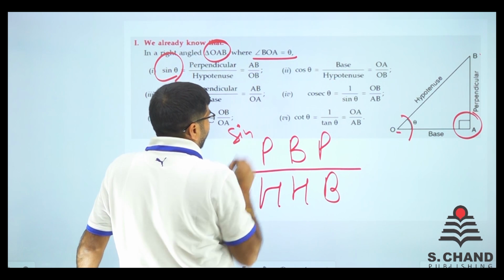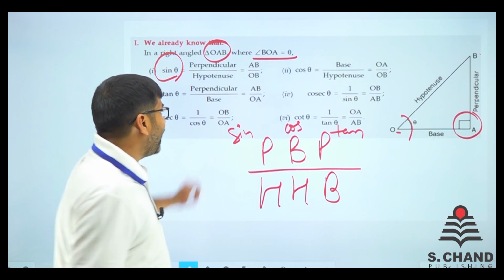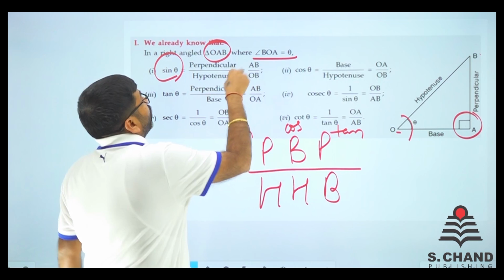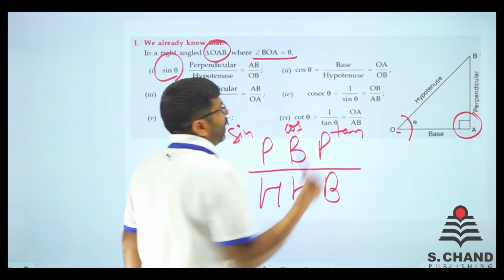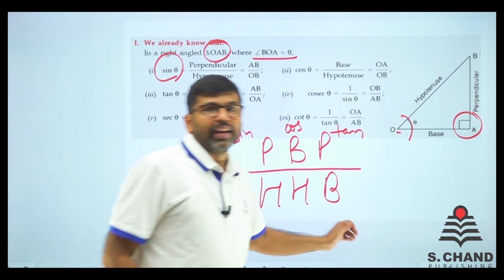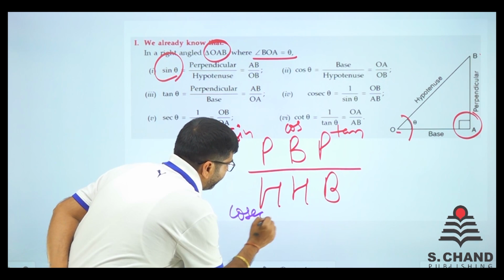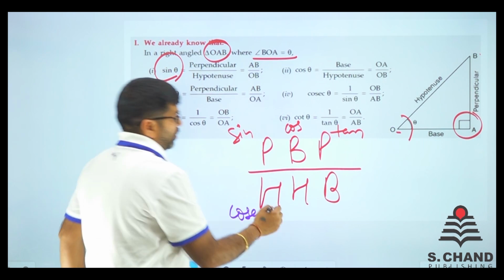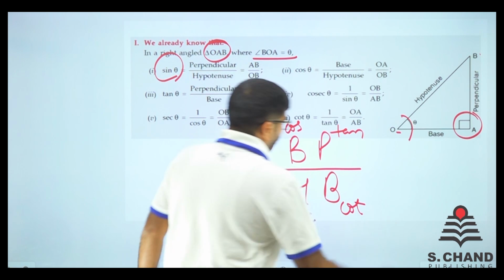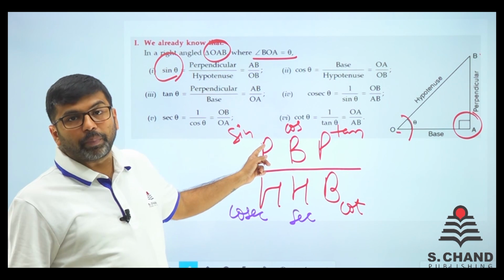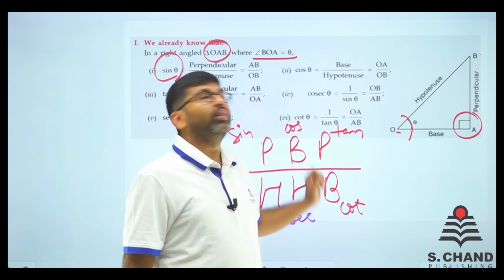This is sine, this is cos, this is tan. So sine theta is perpendicular upon hypotenuse. You will never forget this. Cos theta is base upon hypotenuse. You will never forget this. And tan theta is this. Just the reverse of sine, you have cosec; just the reverse of cos, you have sec; and just the opposite of tan, you have cot. So cosec is hypotenuse upon perpendicular, sec is hypotenuse upon base, and cot is base upon perpendicular.